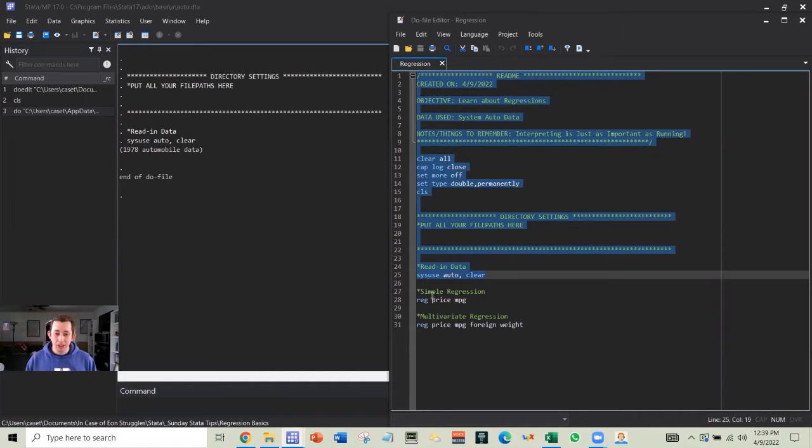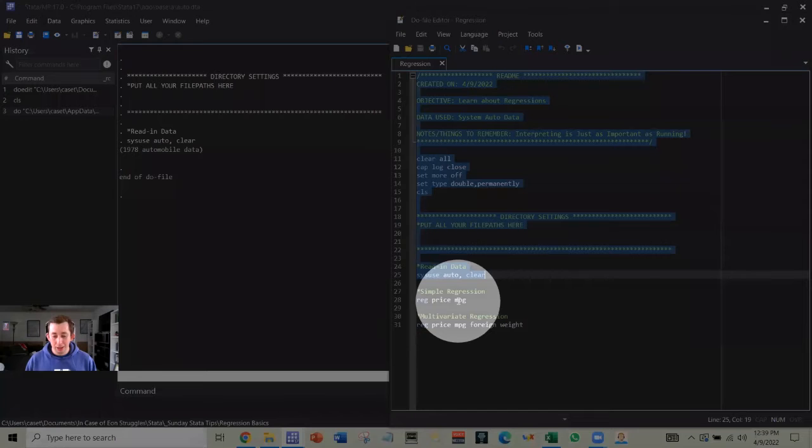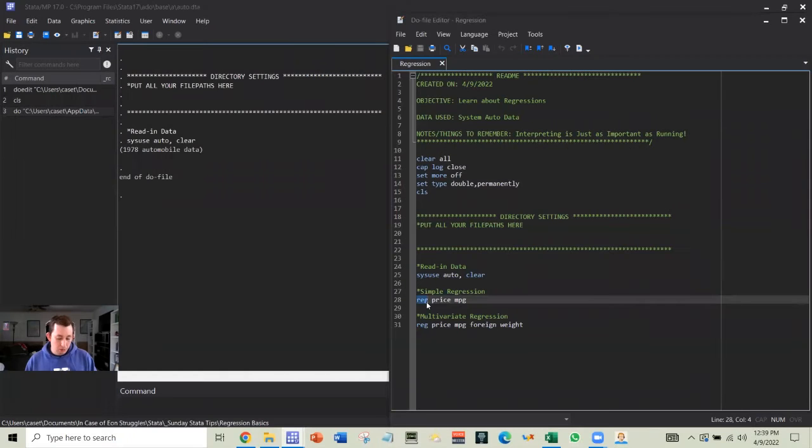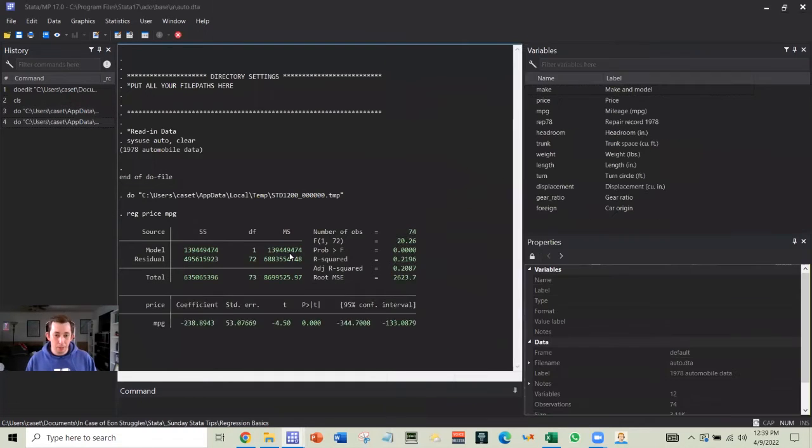So we're first going to do a simple regression of price on miles per gallon. You can see that I've typed out the reg command. You can also type out regress if you want. Let's go ahead and run this simple regression and talk about the output.